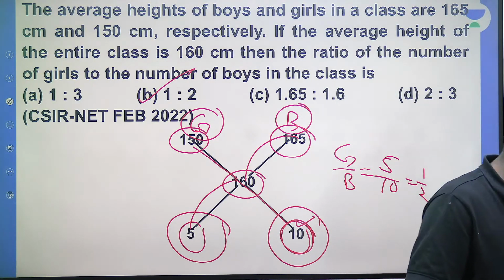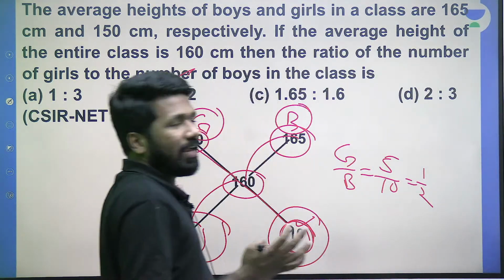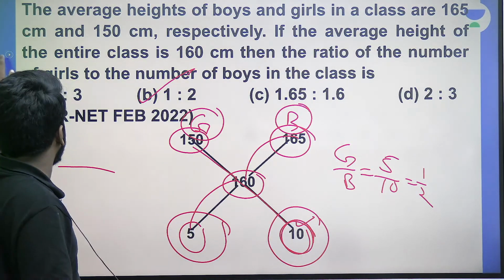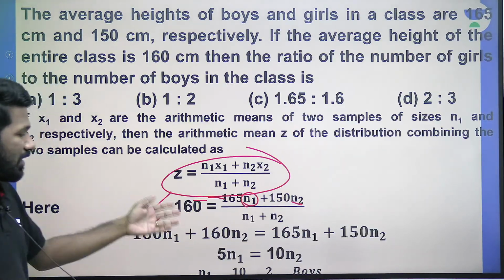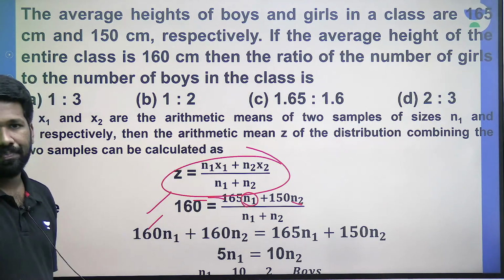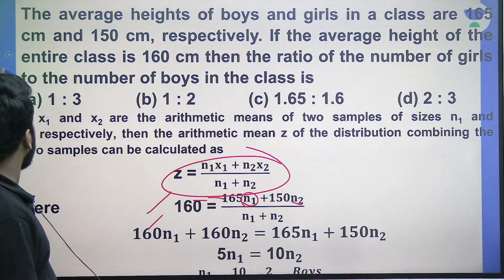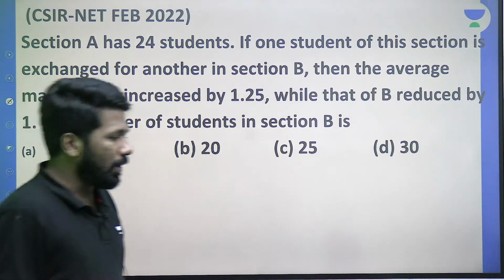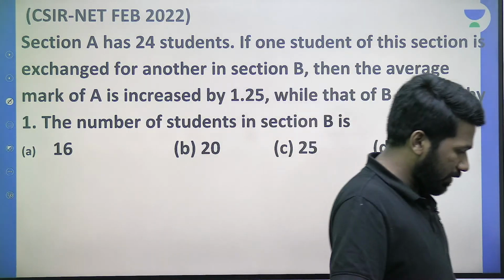This was a 2022 NET exam problem where the alligation trick was directly enough. If you don't know the alligation trick, this will definitely take at least 30 seconds extra to do this way. So anyway, try another question related to average. It is a little tricky question, so try it carefully.